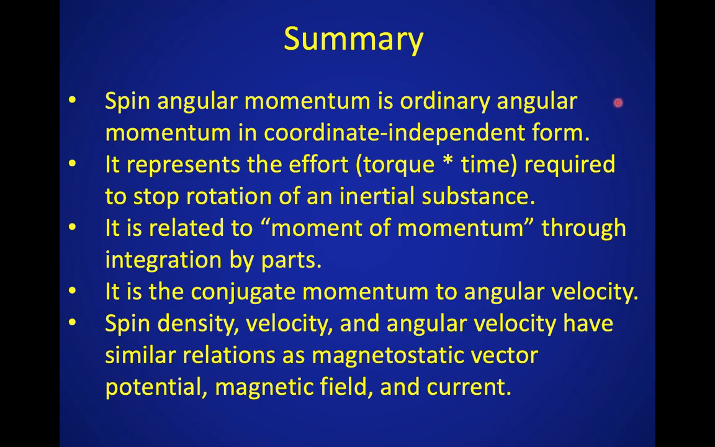Okay, so in summary, the spin angular momentum is just the ordinary angular momentum in coordinate independent form. It represents the effort, which is torque times time, required to stop rotation of an inertial substance. It's related to the moment of momentum through integration by parts. It is the conjugate momentum to angular velocity. And there's an analogy with magnetostatics, where the spin density, velocity, and angular velocity have similar relations as the magnetostatic vector potential, the magnetic field, and the current.